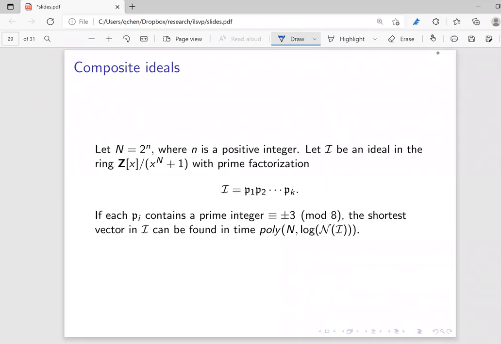For composite ideals, those ideals which are not prime ideals, we also have results. Again, it depends on the rational prime downstairs. Basically, the take-home message of this paper is that the prime downstairs actually determines the difficulty of the ideal upstairs.